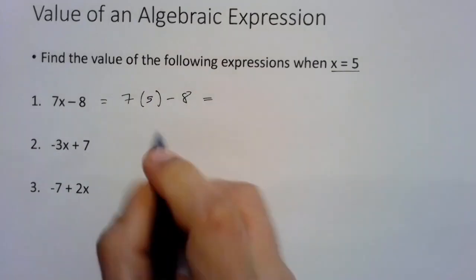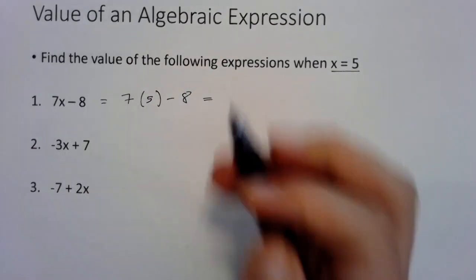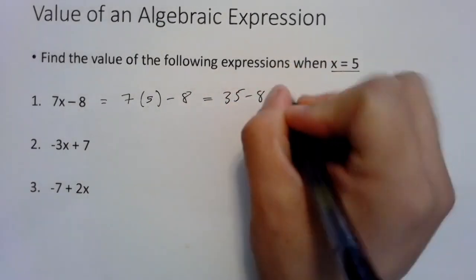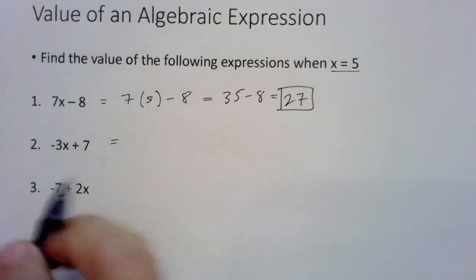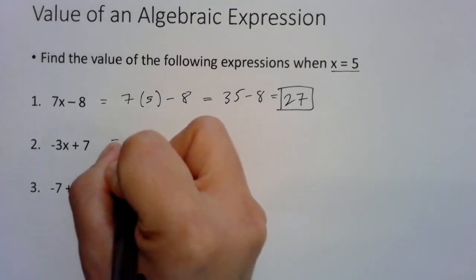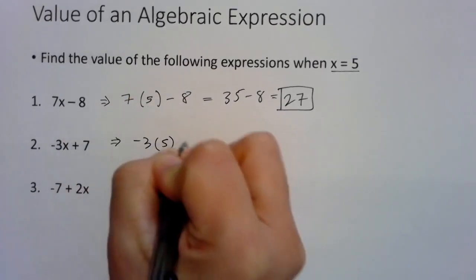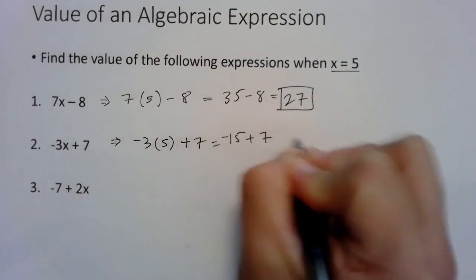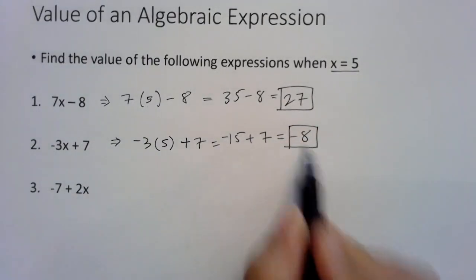Here, I took the x and replaced it with 5 in parentheses, so it's 7 times 5 minus 8, which is 35 minus 8, which of course is 27. Here we have negative 3x plus 7, but for the value x equals 5, that becomes negative 3 times 5 plus 7, which is negative 15 plus 7, which will be negative 8. We subtract and keep the larger sign.